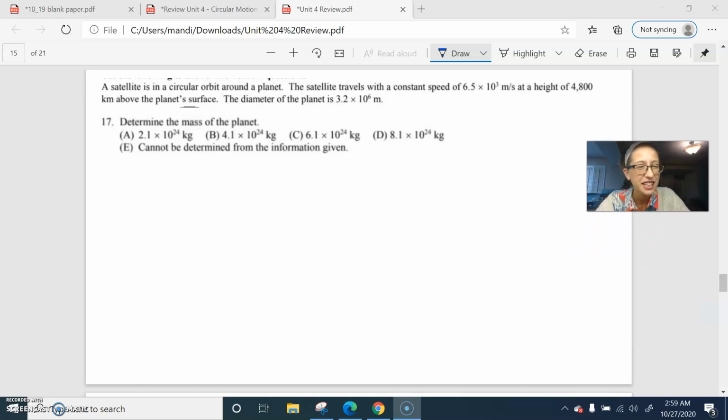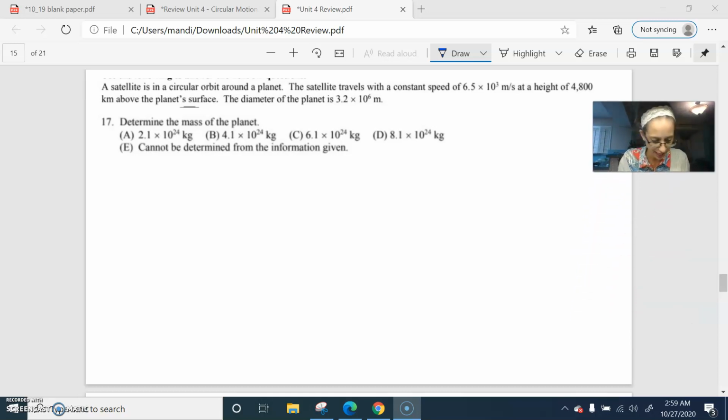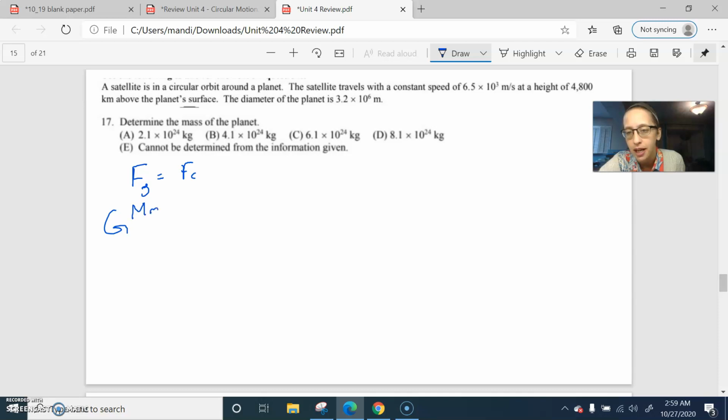Alright, so now we need to determine the mass of the planet. We can do this. We know we have a satellite in orbit, which means we have a centripetal force equal to our gravitational force. So big G times the mass of the planet times the mass of the satellite over the distance between them squared. And that's the distance between the centers of both those objects.